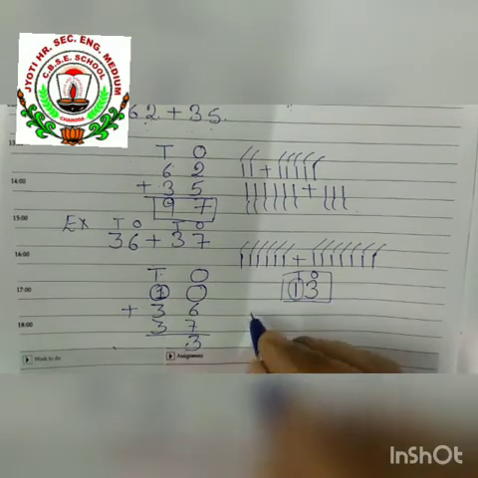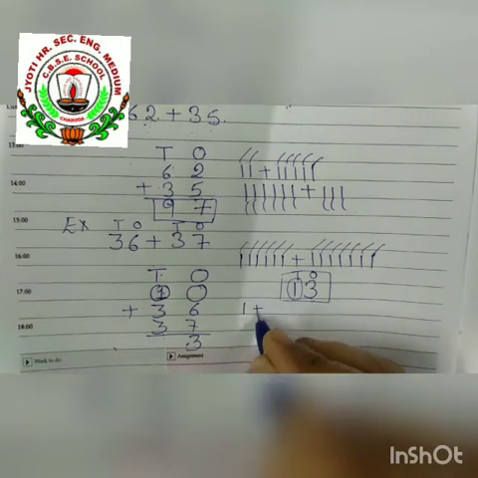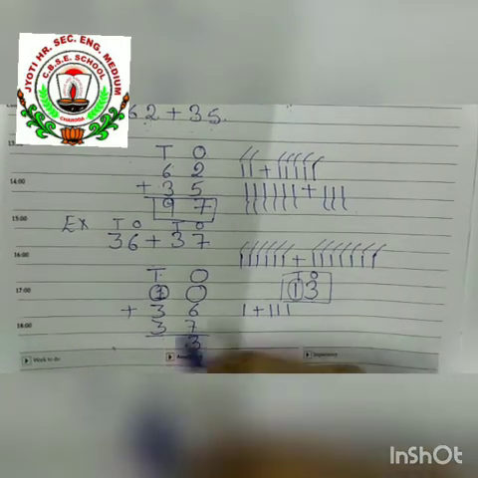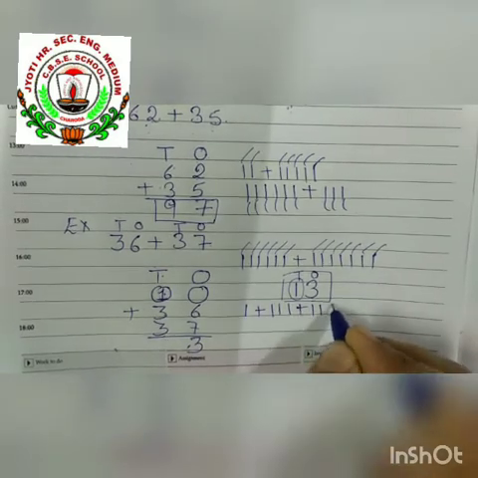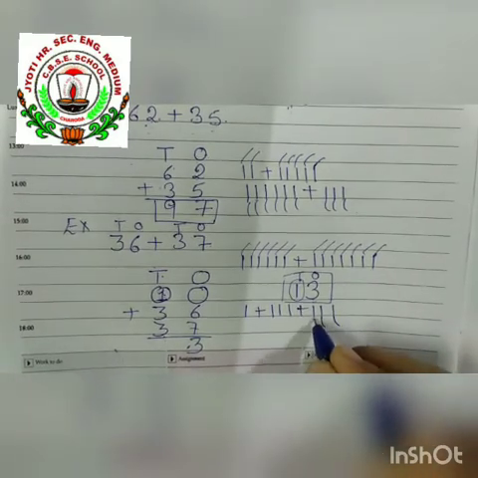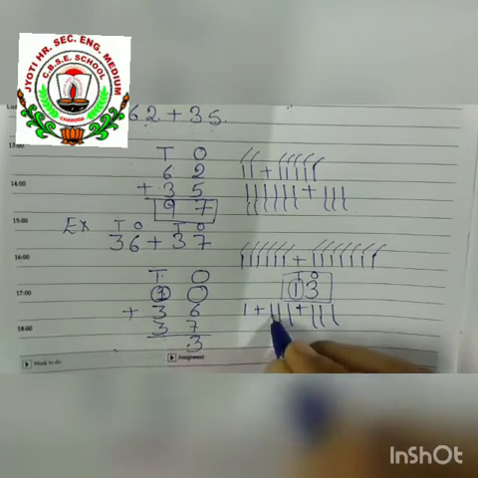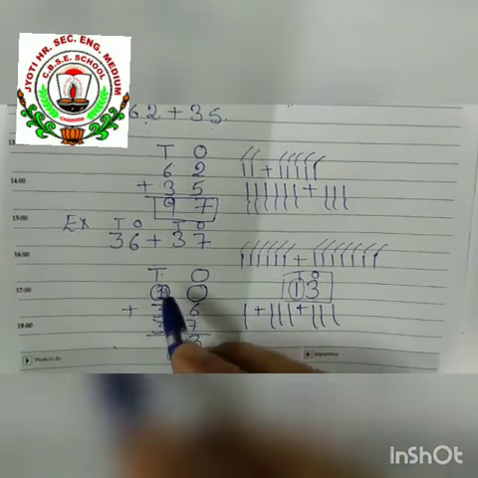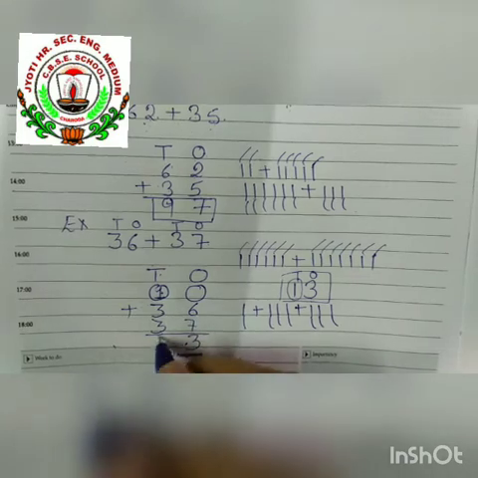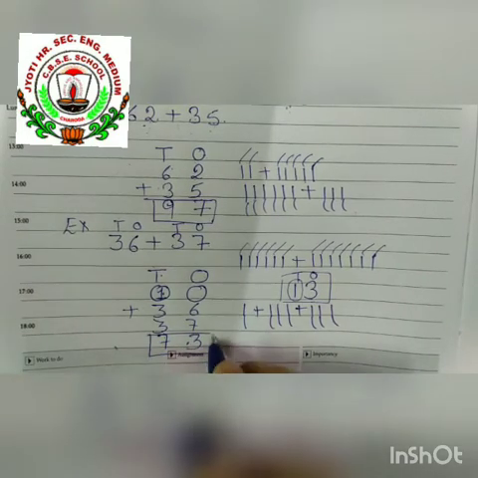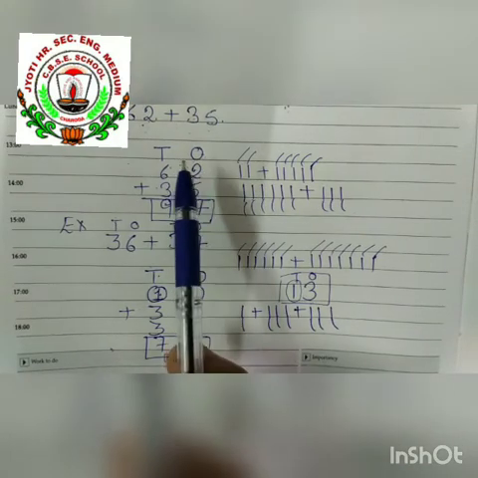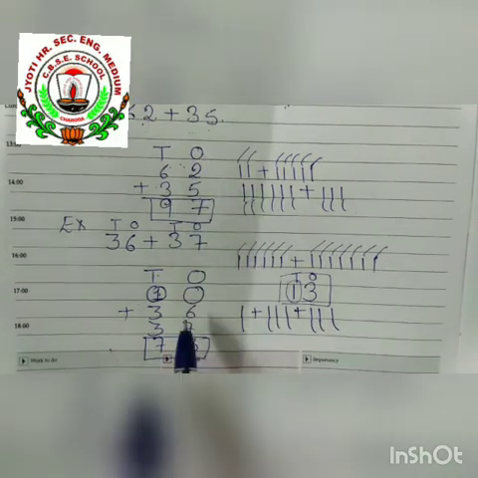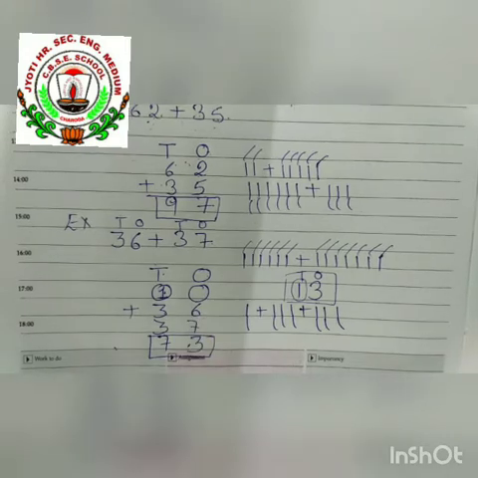So first we will draw how many lines? 1, then how many lines? 3. 1, 2, 3. Again the next number is 3. So we will draw 3 lines. 1, 2, 3. Now total 1, 2, 3, 4, 5, 6, 7. So on adding 1 plus 3 plus 3 we got 7. So how much did we get? 73. This is how we do the addition of two-digit numbers without carrying and with carry.